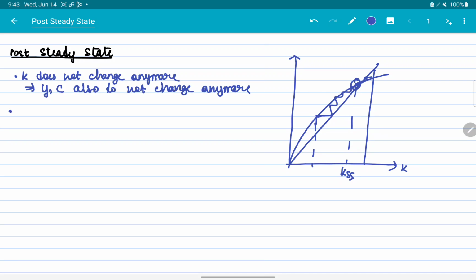The second result: capital K is equal to small k times L, which implies that K dot by K is equal to k dot by k plus L dot by L. Now the first term is equal to 0 beyond the steady state. So this is equal to L dot by L at steady state, which is equal to n, as we have seen earlier.